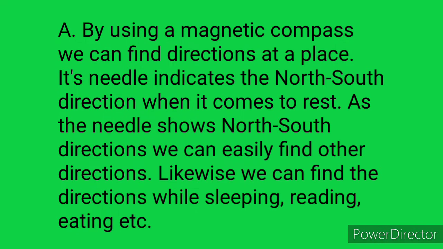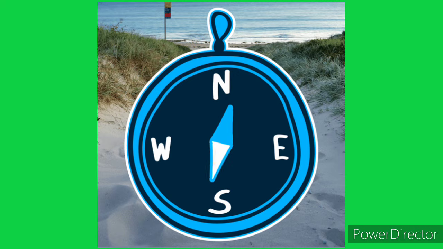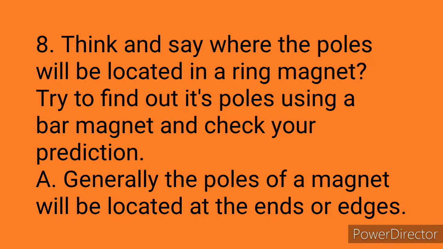Answer: by using a magnetic compass, we can find directions at a place. Its needle indicates the north-south direction when it comes to rest. As the needle shows north-south directions, we can easily find out other directions. Likewise, we can find the directions while sleeping, reading, eating, etc. Here you can see the diagram of a magnetic compass, in which it has a needle in the middle showing north and south directions. Next, the seventh one is an activity you have to do yourself.